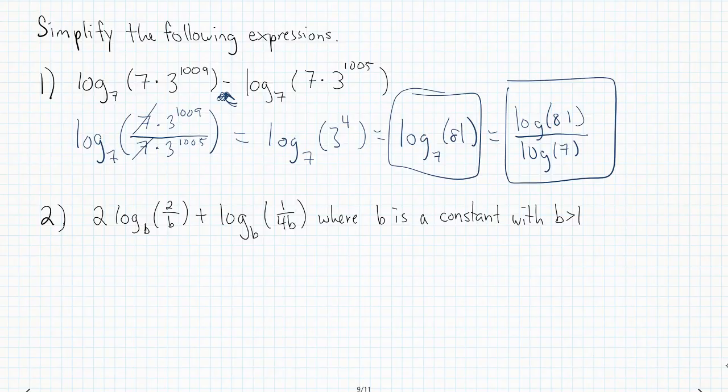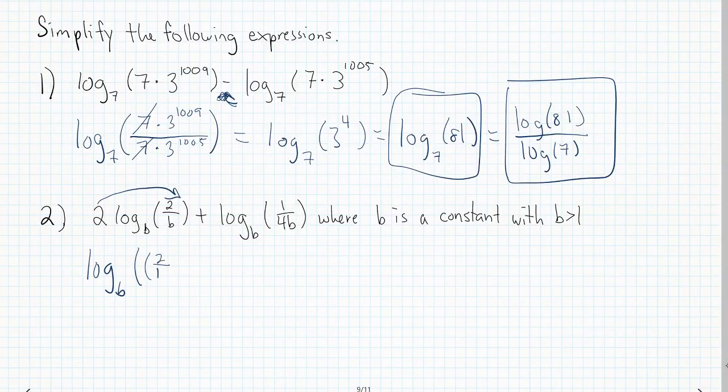Next one is going to be even trickier because we have a base b. So what's happening here? Well, first things first, we can take this, our b here, properties of logarithms, the exponential law or power law of logarithms, gives us that this is log base b of 2 over b, the quantity squared, plus log base b of 1 over 4b.